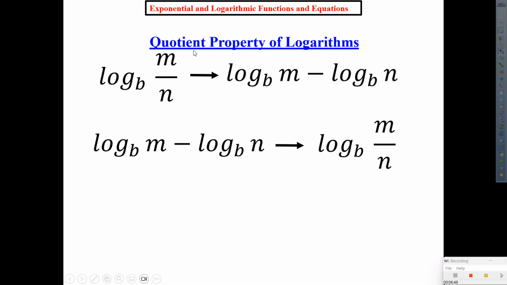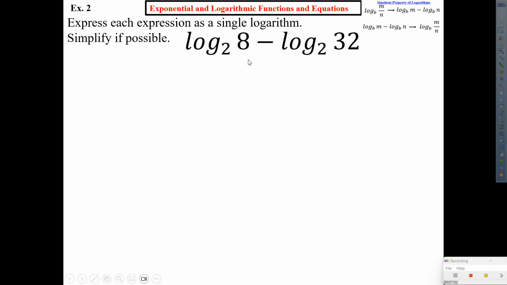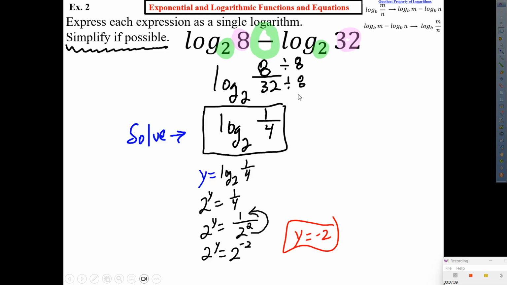From there we got into the quotient property of logs. What does the quotient property of logs say? Well, that if both logs have the same base and we're subtracting, therefore we divide the numbers, such as this one. Same base, yes. Subtraction, yes. So what do we do with the numbers? Divide them. So here we go. Can we simplify this fraction? Yes. Divide by 8 top and bottom. We end up with 1/4.